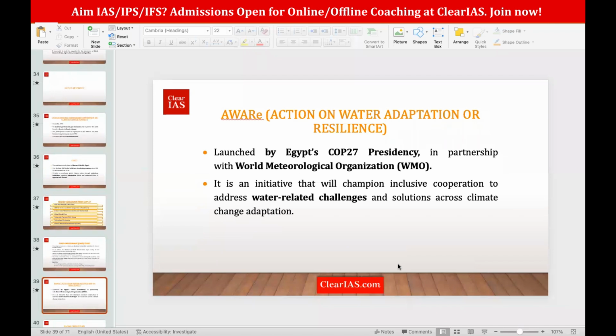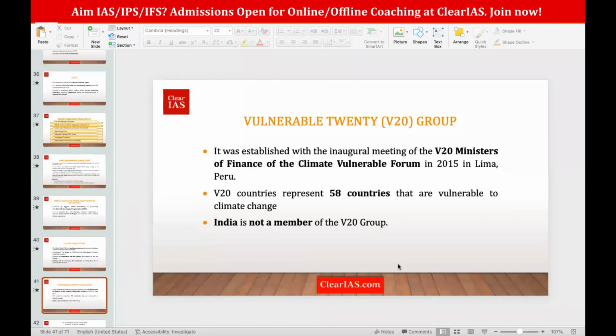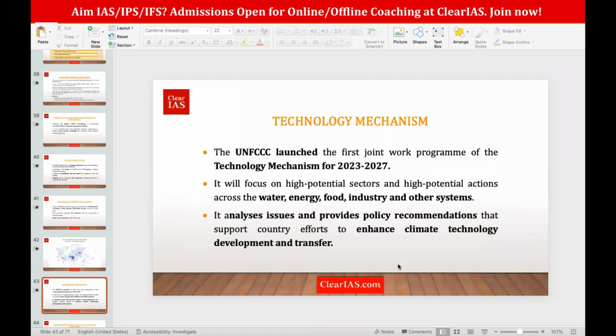Then we have AWARE, which is related to water adaptation and resilience. It is partnered by WMO. Then the Global Shield Plan, which acts as a shield. It's a funding mechanism by G7 and V20, and Pakistan is the first recipient. Then we have the V20 group, which does not have 20 members; rather it has 58 members. India is not a member. It's mostly island nations and those vulnerable to climate change.